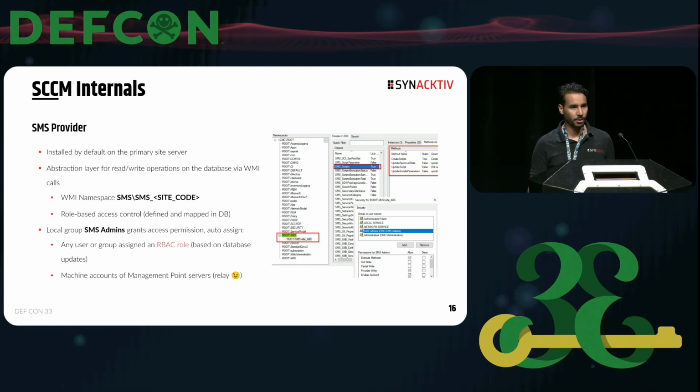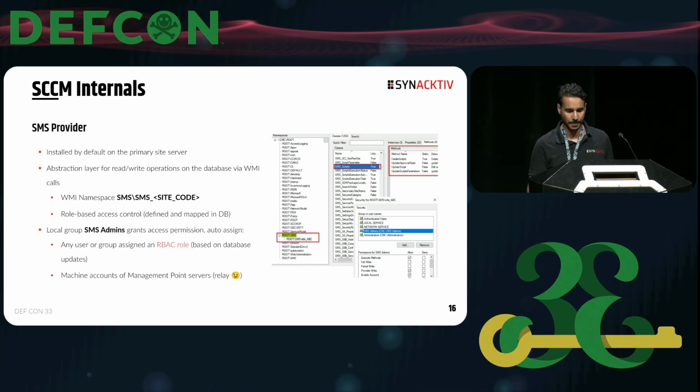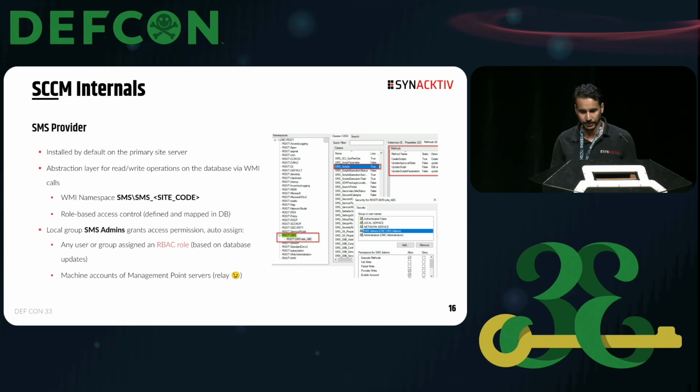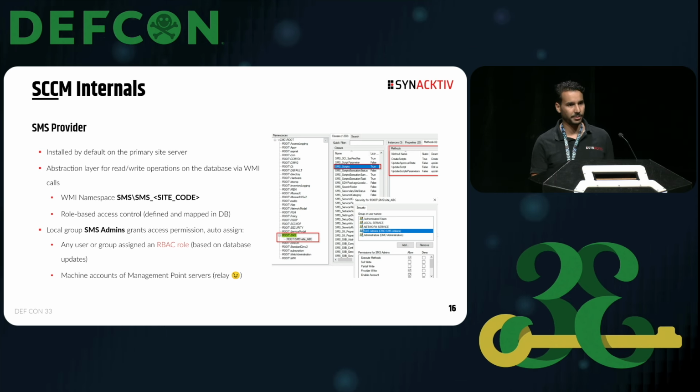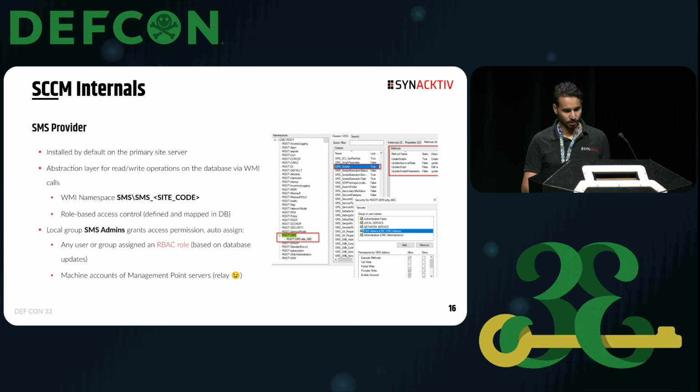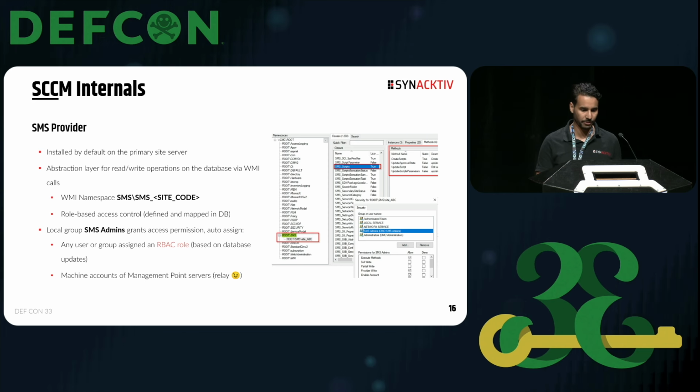And there is also a local Windows group, SMS Admins, that is created, and it is granted access permission to the WMI namespace. So this group automatically includes any user or group assigned an RBAC role, as well as the machine accounts of management point servers. So this gives you the ability to do some relaying.